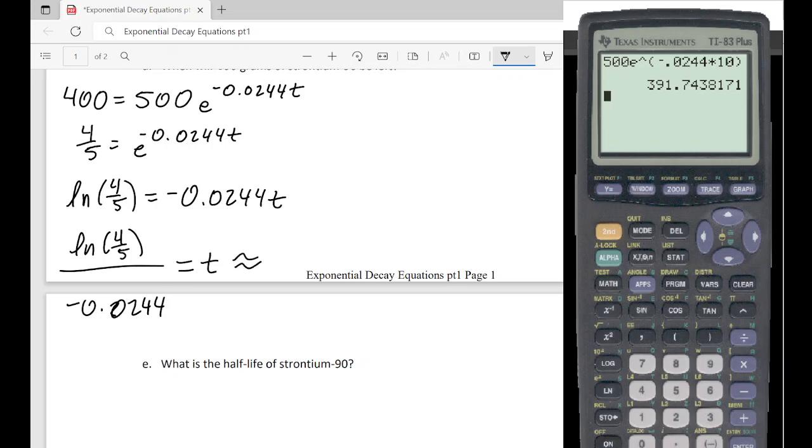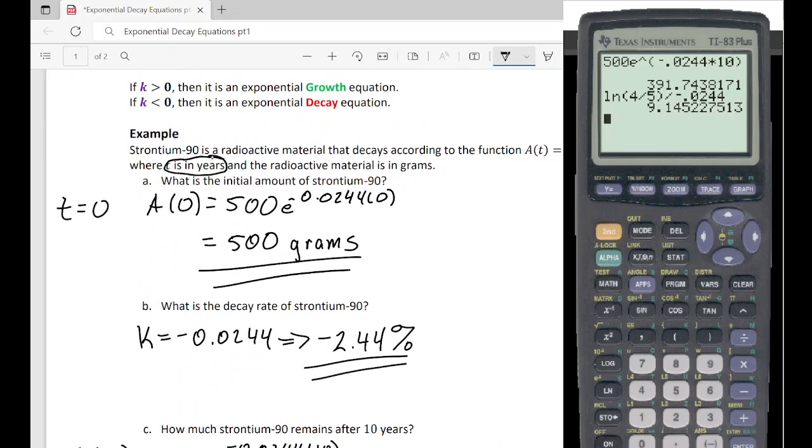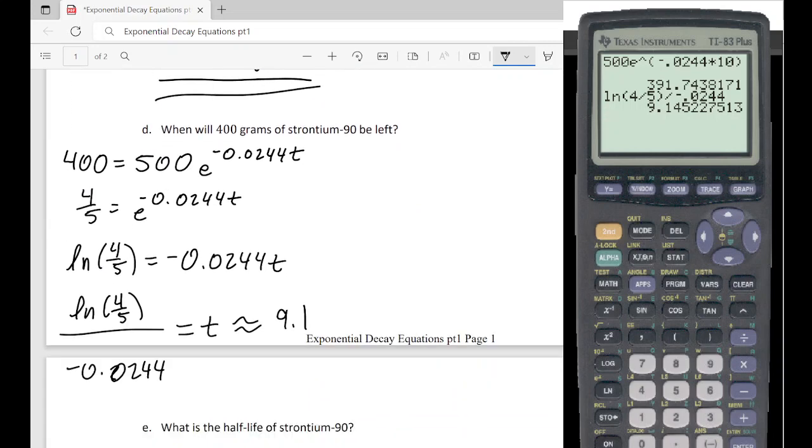Now I just plug this whole thing into a calculator so I know what the number is. So ln of 4/5 divided by negative 0.0244, and that'll give me 9.1. And remember that time here is measured in years. So our time here of 9.1 is going to be 9.1 years.